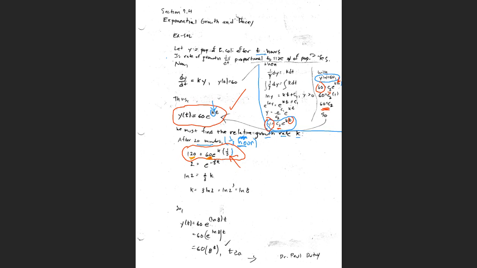And so this means that if I divide both sides by 60, I'll get that 2 equals e to the 1/3 k power. Okay, that's not a negative 1/3. That's a positive 1/3.